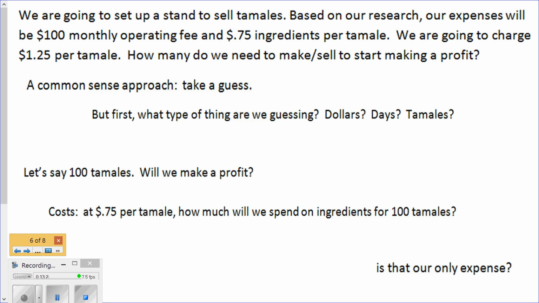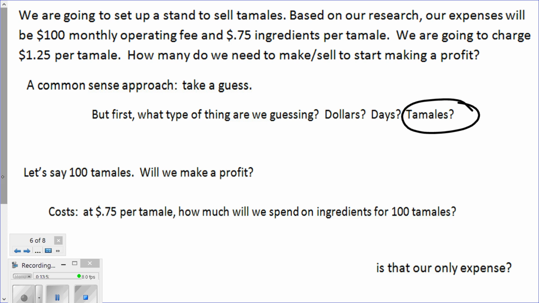Again, we're going to take a common sense approach and just take a guess. I want to think about the question we're trying to answer: how many tamales do we need to make before we start making a profit? The type of thing we're looking at is not dollars or days, but tamales. So we're going to guess 100 tamales. If we make and sell 100 tamales, are we going to make any money, or are we going to lose money? Will we make a profit?